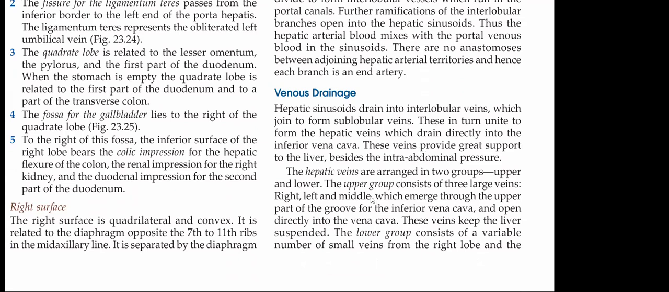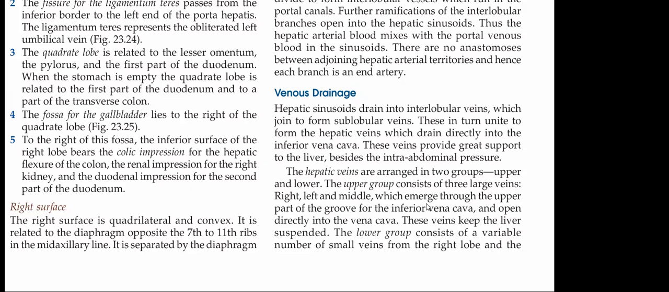The hepatic veins are arranged in two groups, upper and lower. The upper group consists of three large veins, right, left and middle, which emerge through the upper part of the groove for the inferior vena cava and open directly into the vena cava. These veins keep the liver suspended.